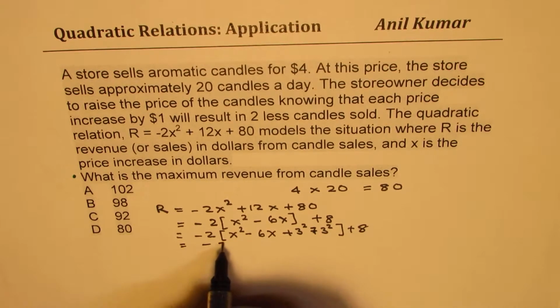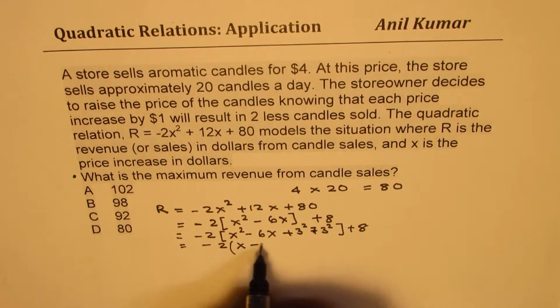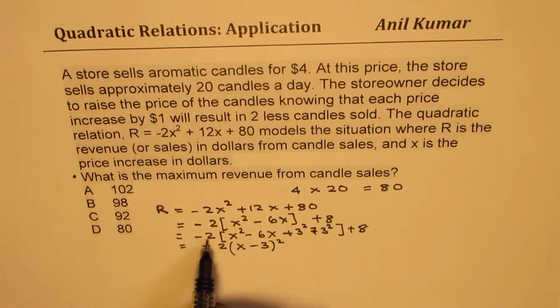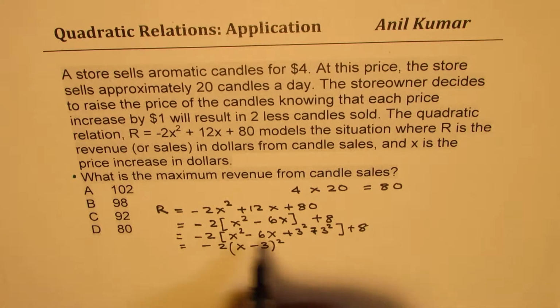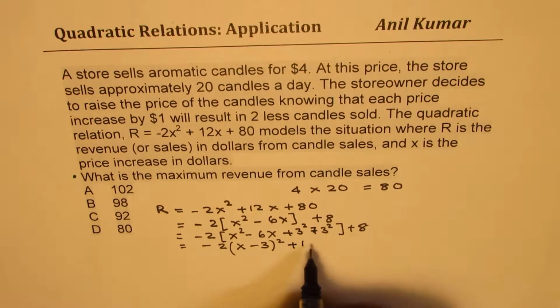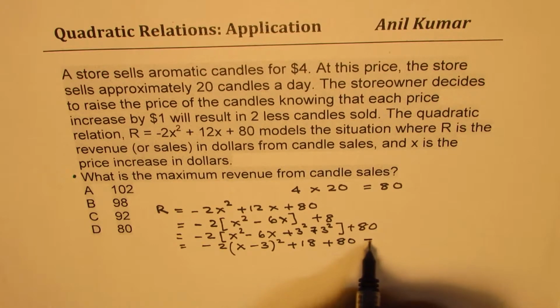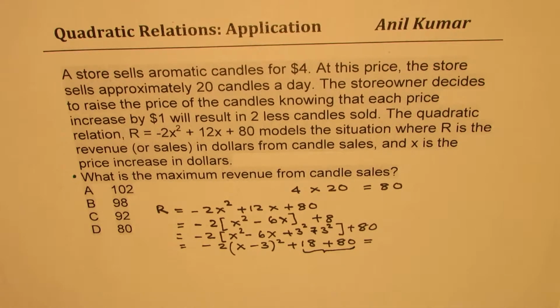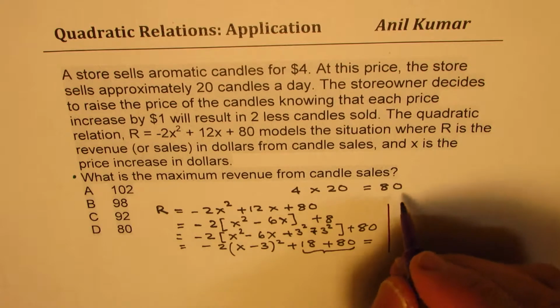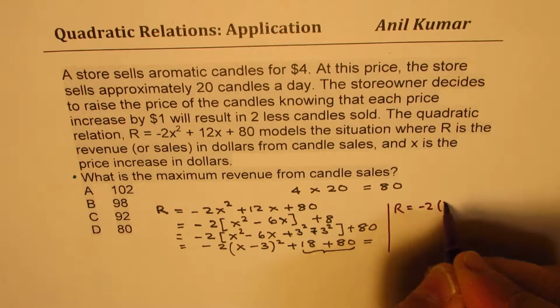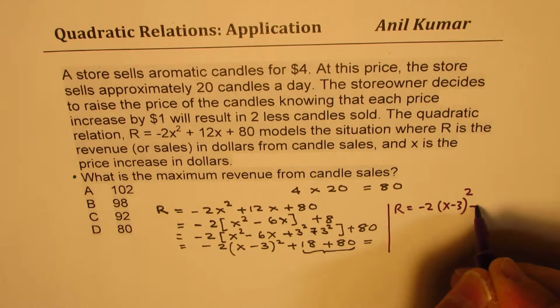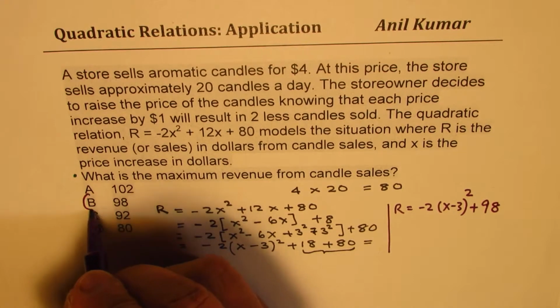So that gives you minus 2. Here in the bracket, you have x minus 3 whole squared. And when you multiply minus 2 by minus 3 squared, which is 9 times 2 is 18, right? You get plus 18, because minus and minus makes it plus, plus 80 gives you this part, which is the maximum revenue, right? So let me rewrite this here. We have revenue equals minus 2 times x minus 3 whole squared plus 98. So the maximum revenue is 98.